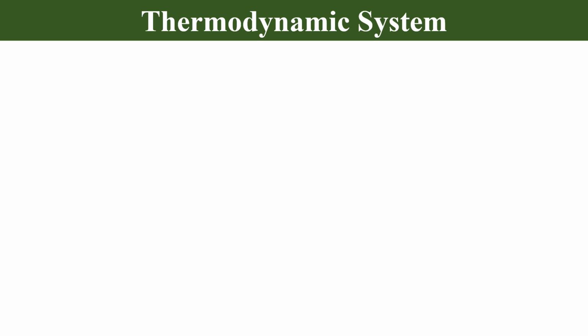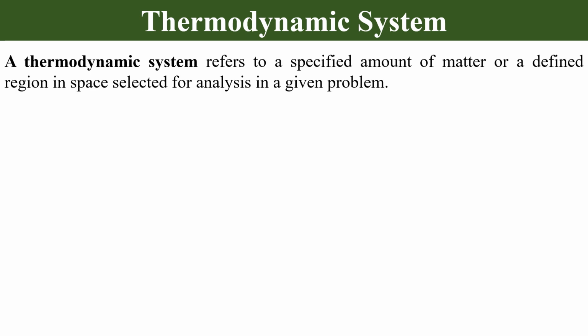So first we have to start with the thermodynamic system. A thermodynamic system refers to a specified amount of matter or a defined region in space selected for analysis in a given problem. So a thermodynamic system refers to a certain specific amount of mass or a definite region of the space.